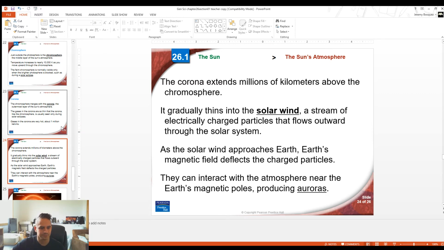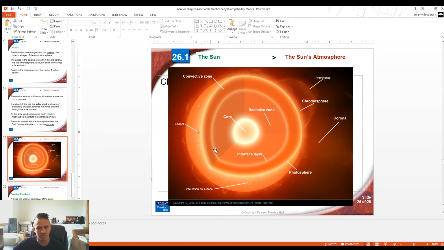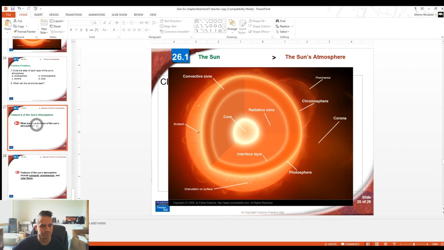Okay, so if you want to see all the layers again, here we have the core, the radiation zone, then the convection zone, and then here we have the photosphere, which is very, very thin. The chromosphere is this glowy little layer beyond that, and then the corona is just this really wispy stuff way on the outside. It kind of just looks like fog. Okay, so very, very thin.